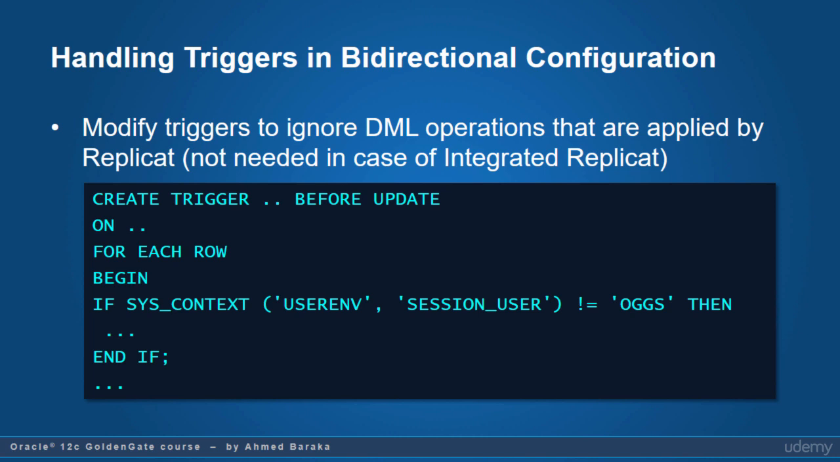The example in the slide is showing a code sample of a trigger in an Oracle database. It checks the owner of the DML operation that fired the trigger. If the trigger was fired by a DML executed by the replicate process, the trigger is not going to execute its code. If your replicate is not operating in the integrated mode, you should do the same in all the triggers in your database that are associated with the replicated tables.